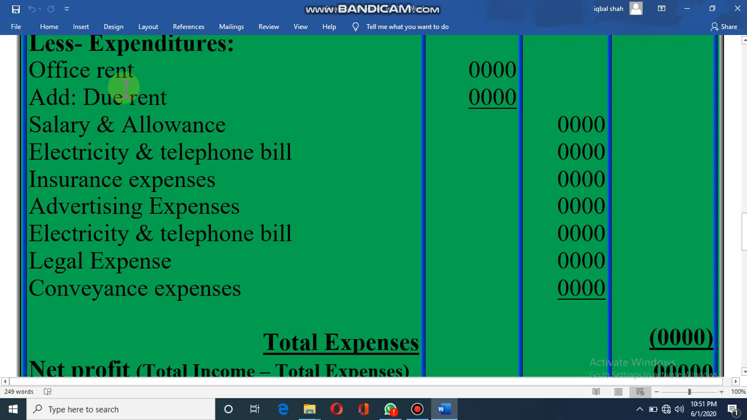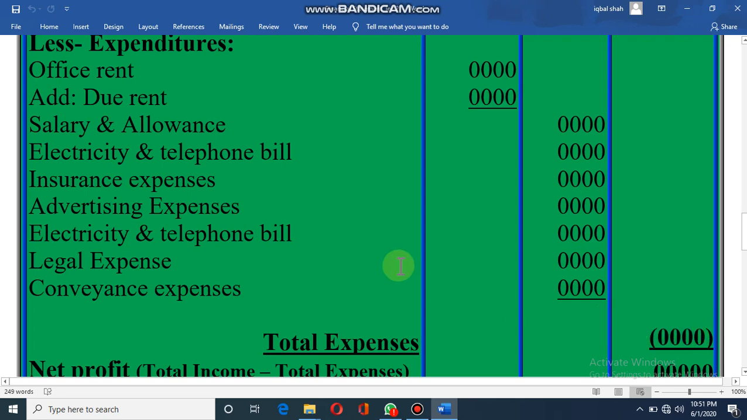Dear student, one important thing you have to learn: if any expense is paid in advance, then we have to subtract it from the concerned expense. If any expense is due, we have to add it. Look here, office rent is here and due rent we have to add. Then you write the net amount here. Then all expenses we will write in the second column. Then we add total expenses, and the total expenses will come in this column.